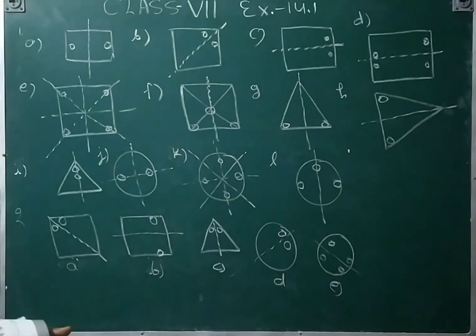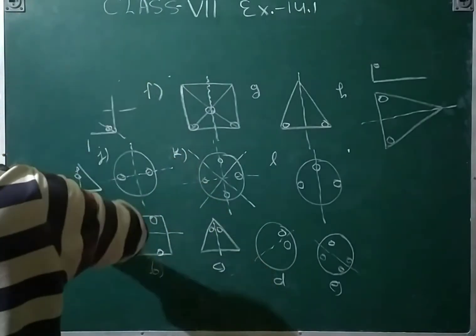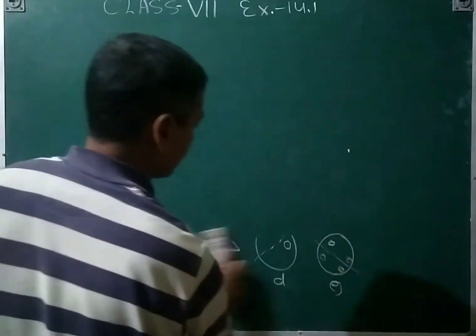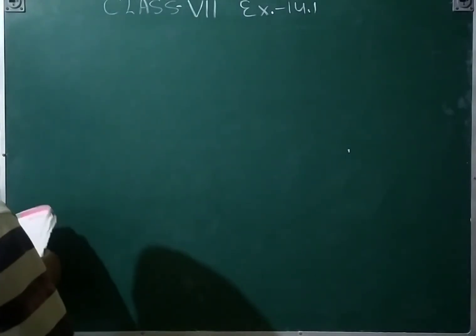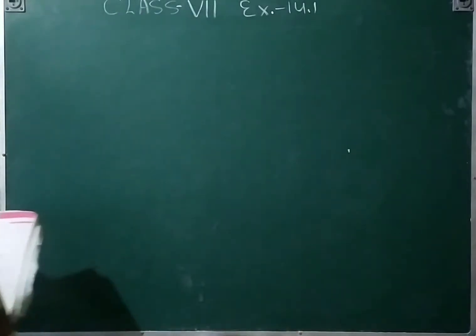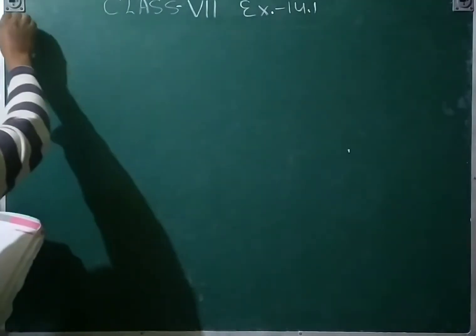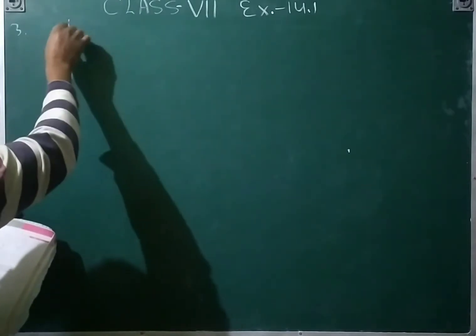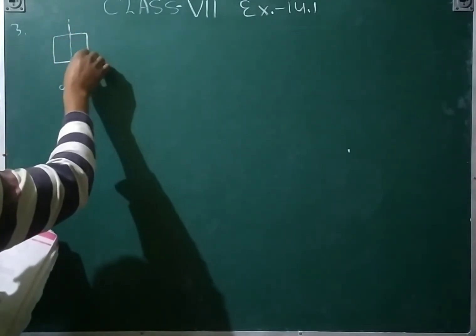Now question number 3. In the following figure the mirror line is given as a dotted line. Complete each figure. So we will complete that figure. How will you complete that figure? That one is this one, and then one diagram is this, A part. So this reflection will be like this.